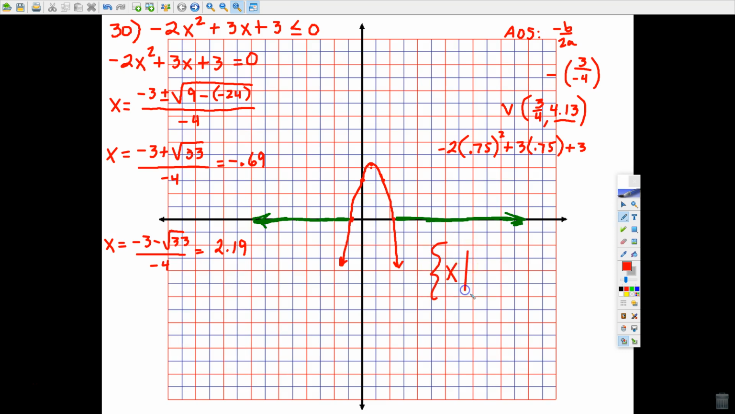All right, so it's all the x's such that we have all of the x's that are less than this x-intercept, which was negative 0.69. And since it says or equal to, we're going to include negative 0.69. So we're going to do less than or equal to. Or we could also include all of these numbers that are greater than or equal to this dot, which is 2.19. And that is our answer for number 30 using the graphing method.